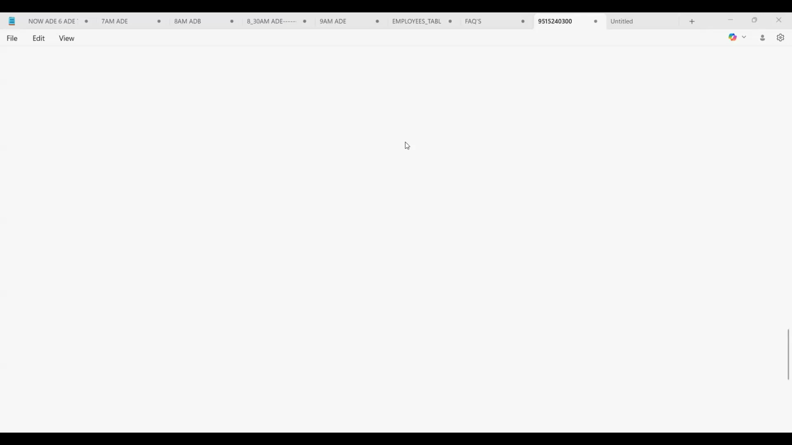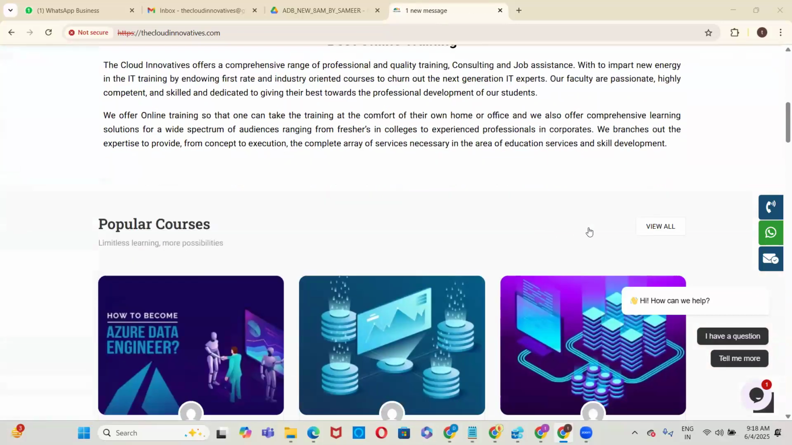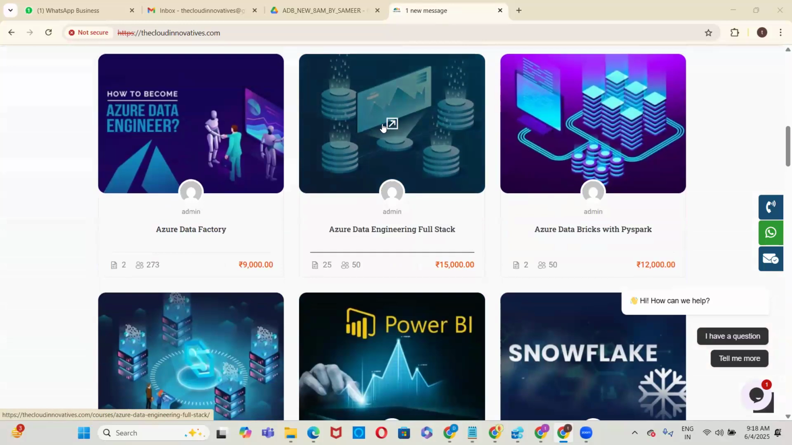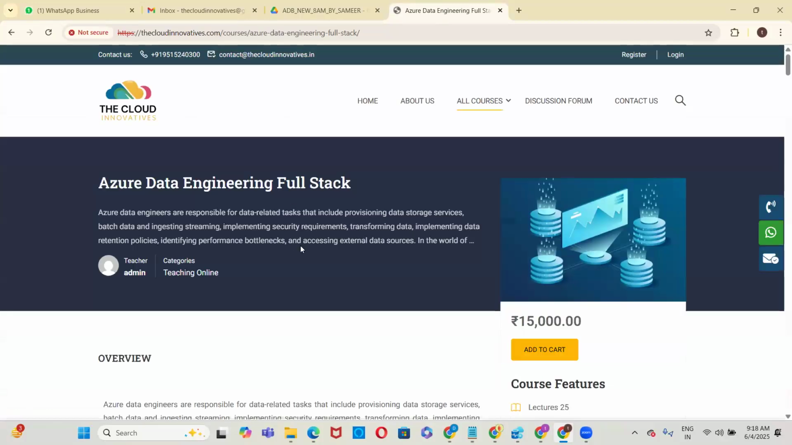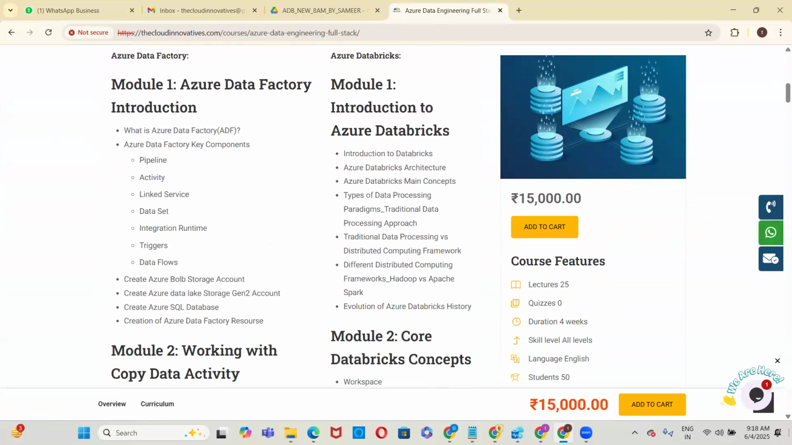Just one minute. Yeah, this is the one. You have it, the Cloud Innovatives. Okay, this is my platform. So here, you go to the Data Engineering Full Stack, Azure Data Engineering Full Stack. Once we go here, can you see the modules which are covered? Just have a look at this.